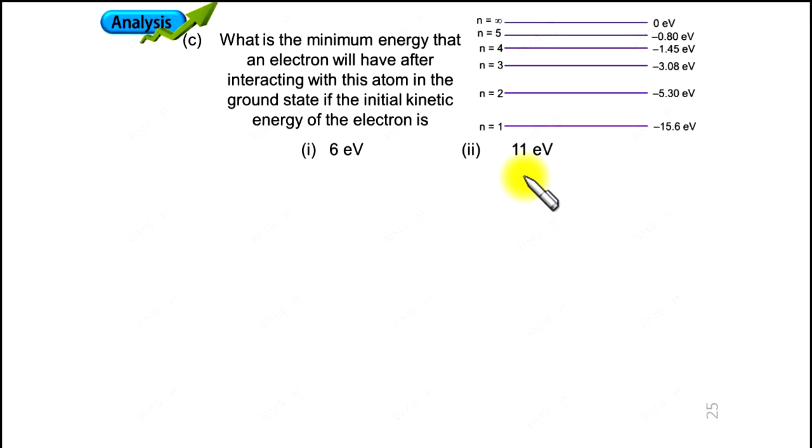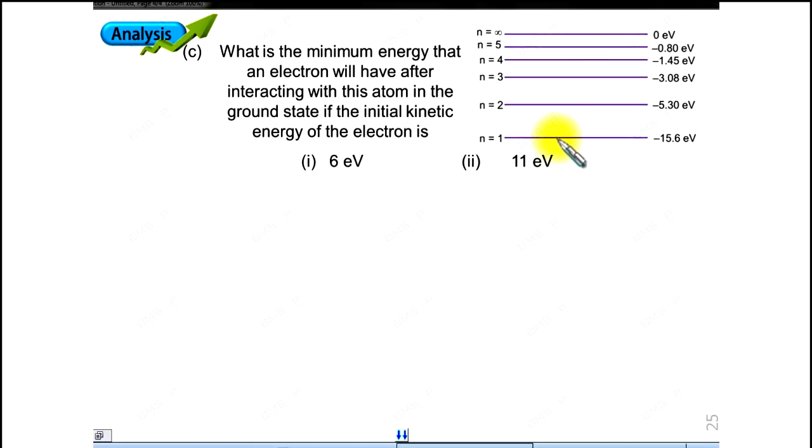And if an outer electron, you can say external electron, is interacting with the atom, this electron will interact with the atom only when it has energy equal to or greater than the energy required for the excitation of the electron to the second shell. That is, if the electron is having energy greater than the energy required for transition from n equal to 1 to n equal to 2, then only this hypothetical atom will interact with the electron.